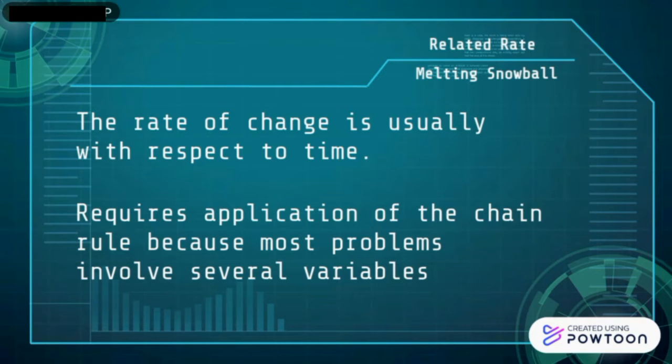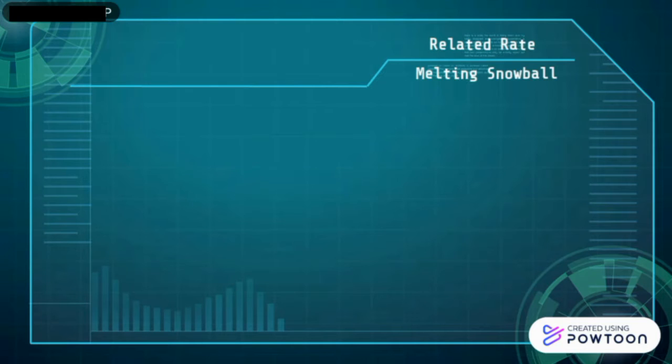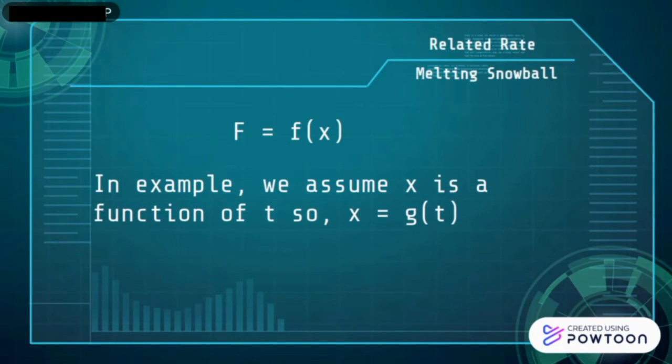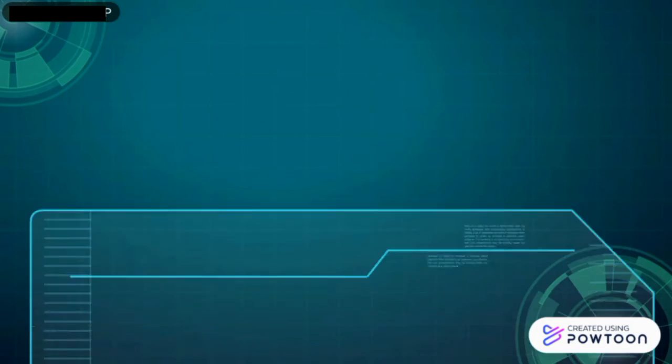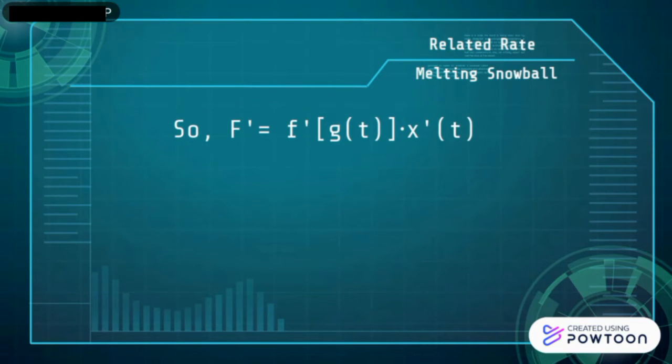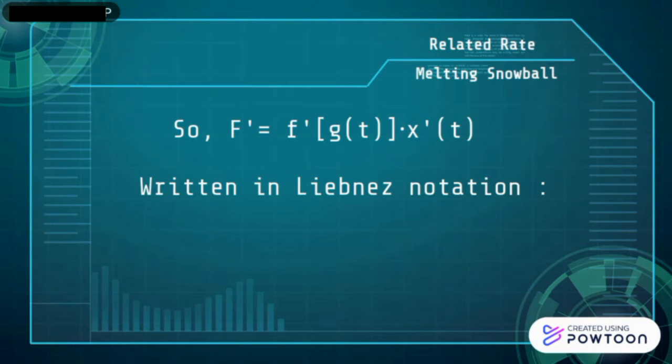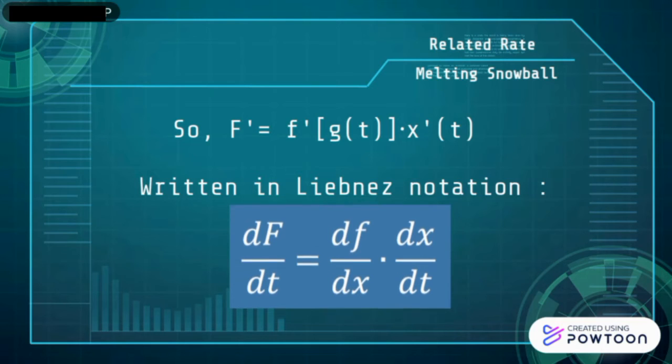Fundamentally, if a function f is defined such that f equals f(x), then the derivative of the function f can be taken with respect to another variable. We assume x is a function of t, so x equals g(t), then f equals f(g(t)). Then we write it in Leibniz notation, that is df/dt equals df/dx multiplied by dx/dt.